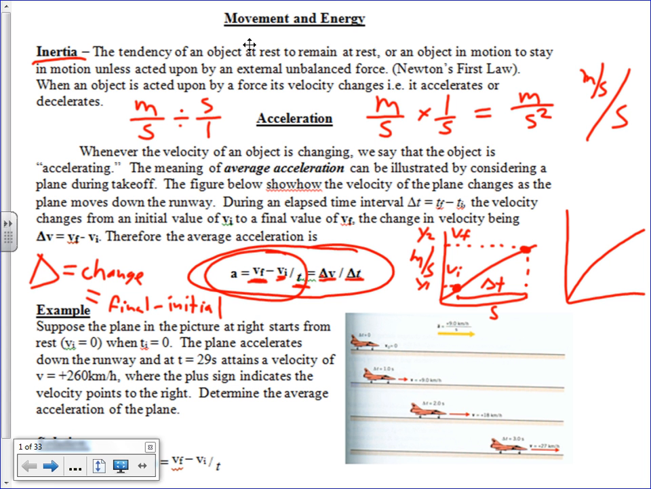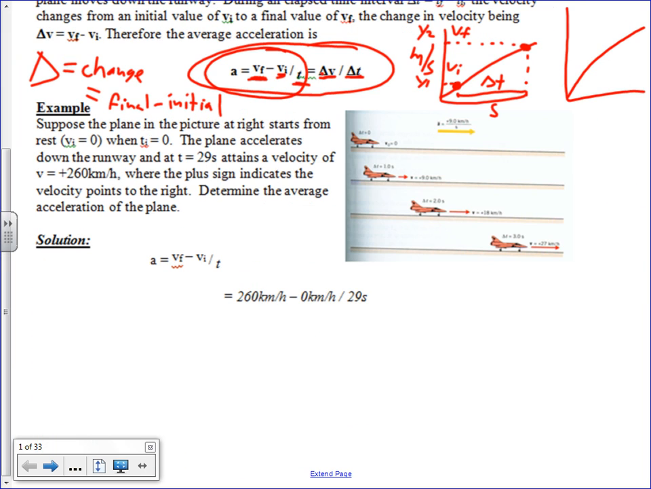It's telling me how much I change my velocity by every second. How many meters per second faster or slower am I going each second? Everybody with me on that part? Okay. So let's look at this first example here.